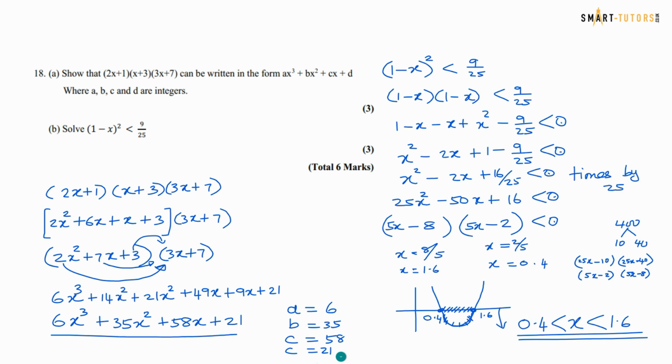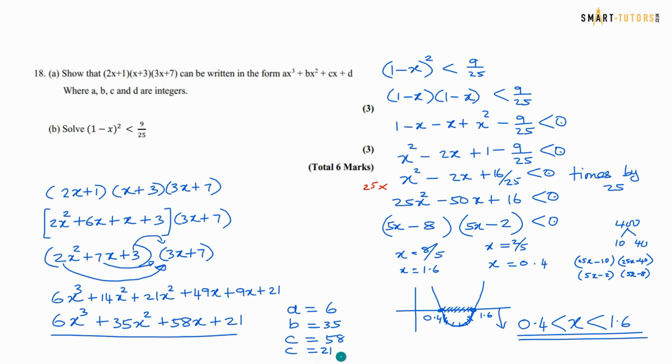B part, (1 minus x) whole thing squared less than 9 over 25. So expand the brackets, 1 minus 2x plus x squared. Bring the 9 over 25 to this side, simplify a little bit, and multiply every term by 25. You get 25x squared minus 50x plus 16. Oh no, you can't simplify. You have to multiply 25 times 16, which is 400.